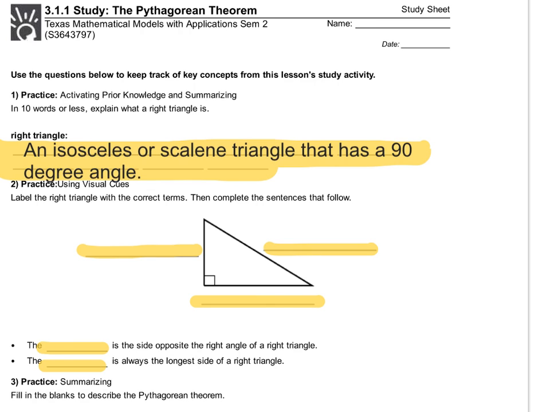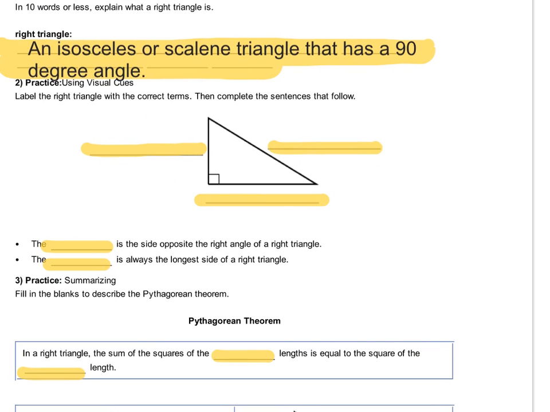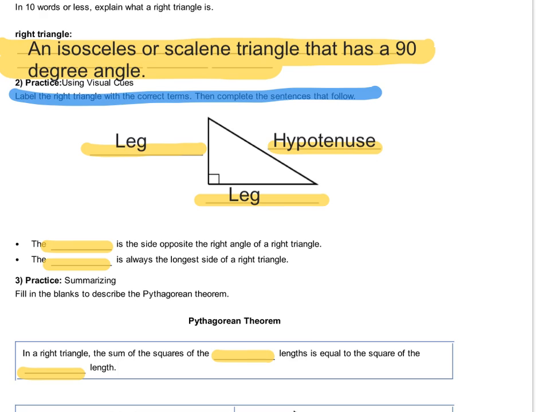Now, number 2 says, label the right triangle with the correct terms, then complete the sentences that follow. So, the two sides of a right triangle are going to be your legs, and the side that's opposite your 90 is going to be your hypotenuse. Okay, the most important side is going to be the hypotenuse because it's always going to be opposite the 90-degree angle, and your hypotenuse is always going to be your longest side.